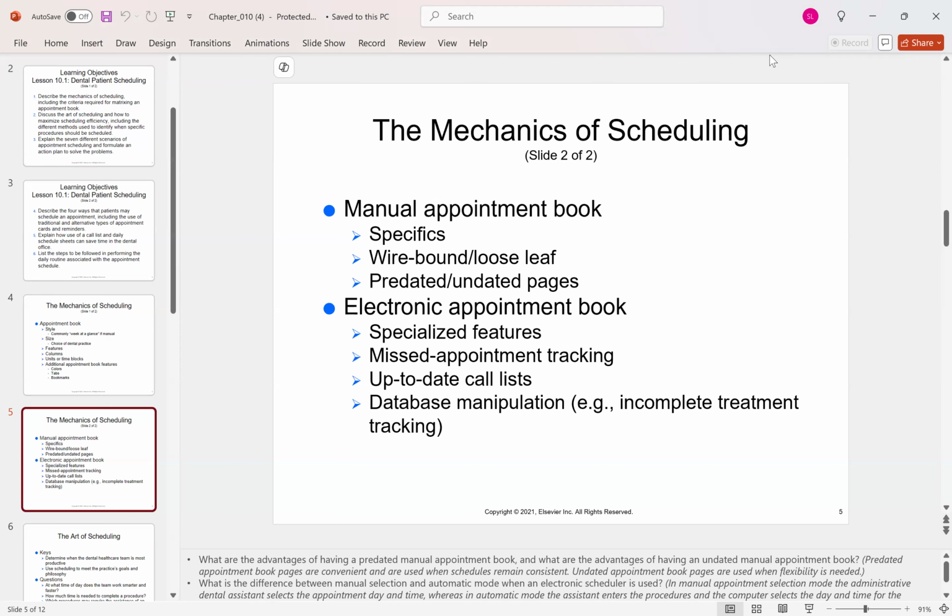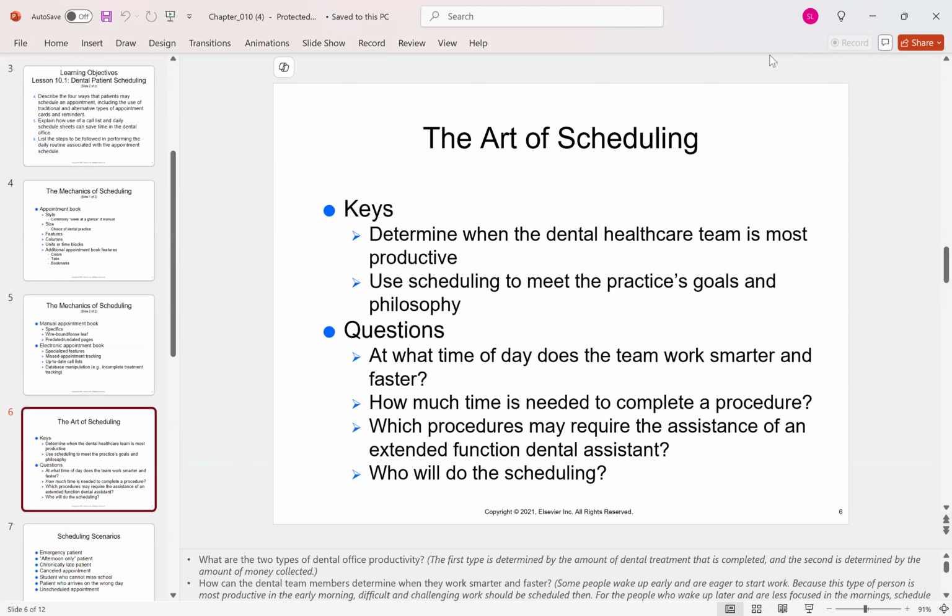When we're talking about scheduling itself, we're going to ask ourselves a couple questions and keep in mind when our dental team is the most productive. So, when they are working faster and smarter, that might be when we want to schedule some of our big production appointments. And then we also want to schedule around the team to meet our goals. So a lot of times we'll break this down into monthly and daily goals and try to kind of tailor the schedule to meet those goals, but also not run our team so ragged.